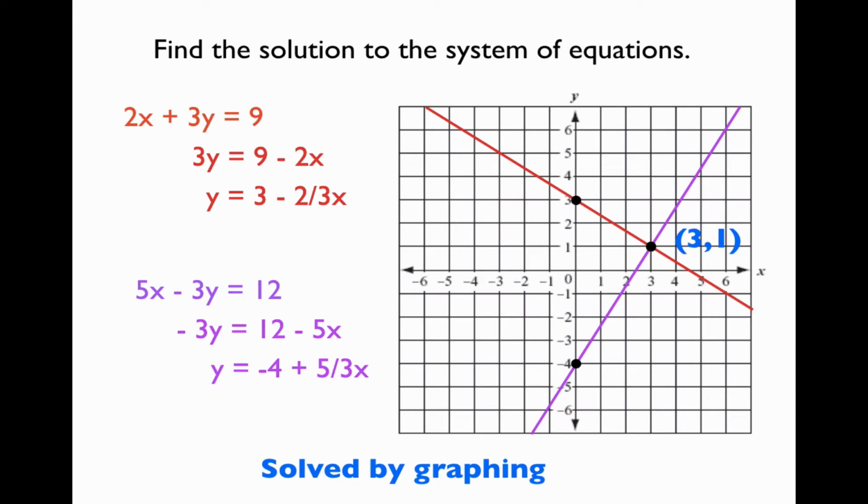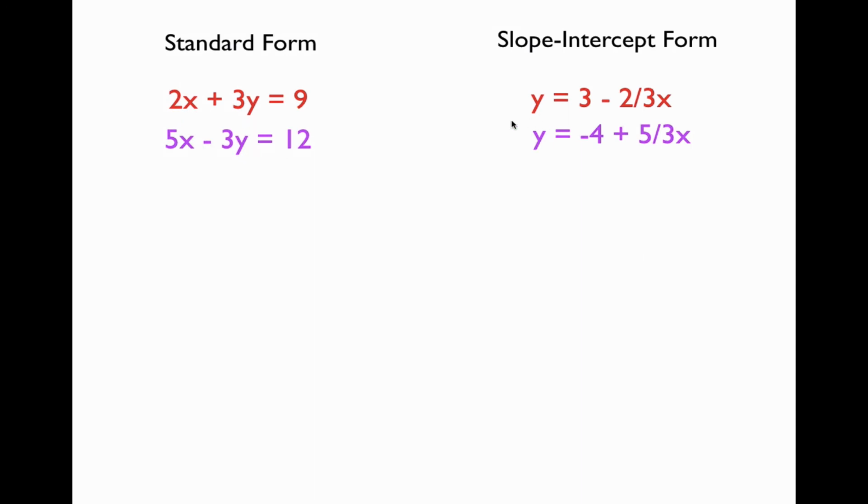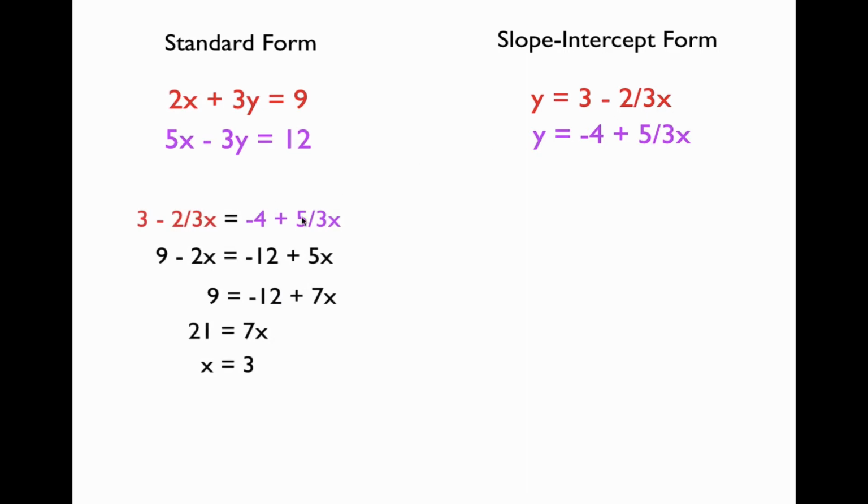All right, something else we can do, since we've solved both of these equations for y, turning them into slope-intercept form, it's very easy to use substitution to solve this algebraically. So I could replace a y in this equation with 3 minus 2/3 x, and I get this equation right here with one variable. Solving for x, I get x equals 3. Plug that 3 into both equations, and I get y equals 1.